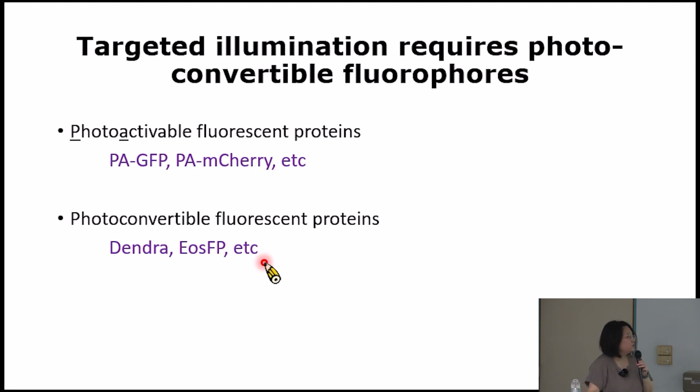Okay, so Dendra and Eos, they usually before activation would give you green fluorescence. But if you shine a blue light or UV light on them, they will switch to emit red fluorescence. So the change of color is easy to visualize, and also the change of color allows you to now use the converted wavelengths to isolate the cell of interest in your experiment.